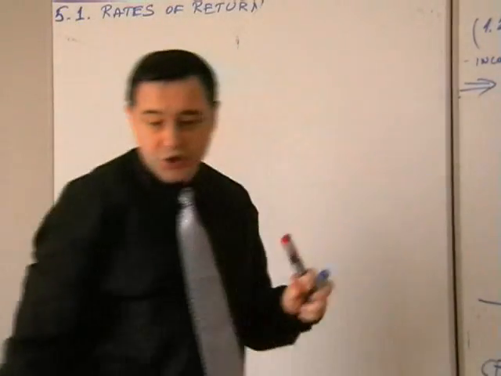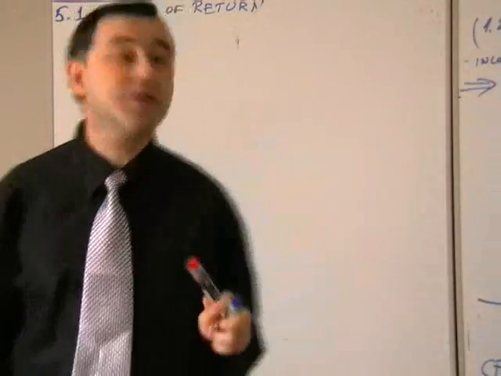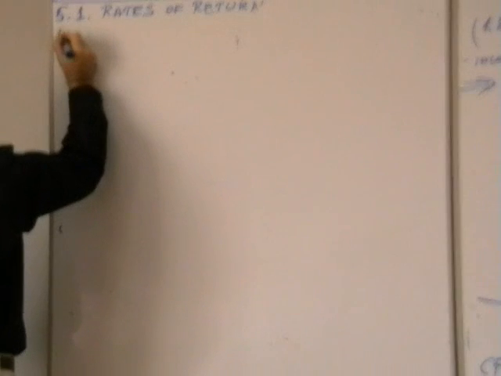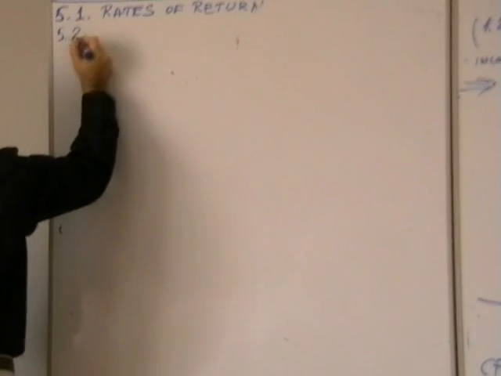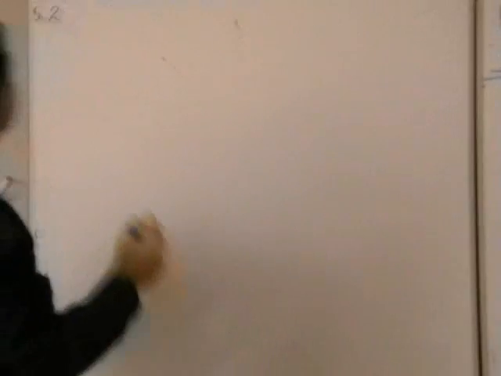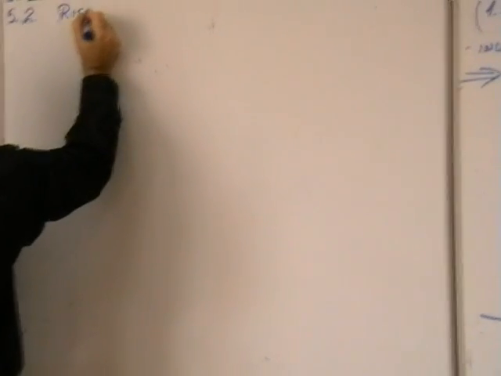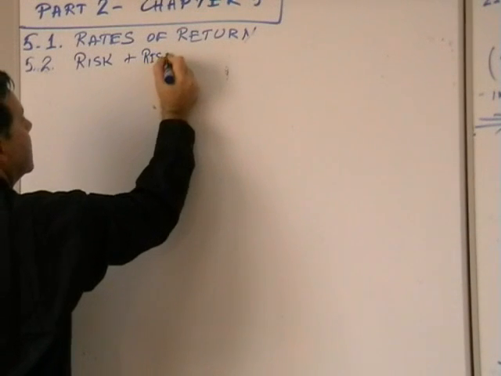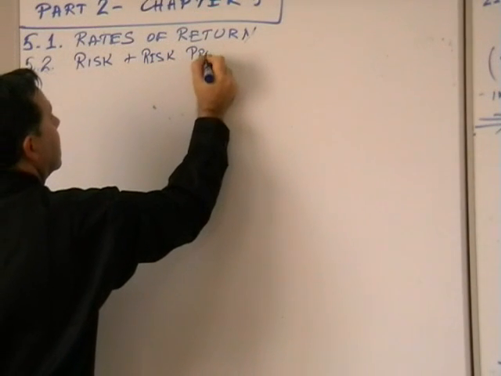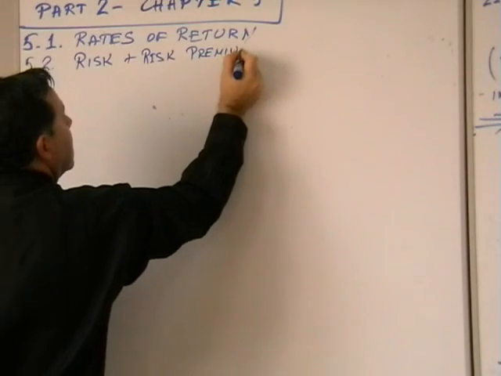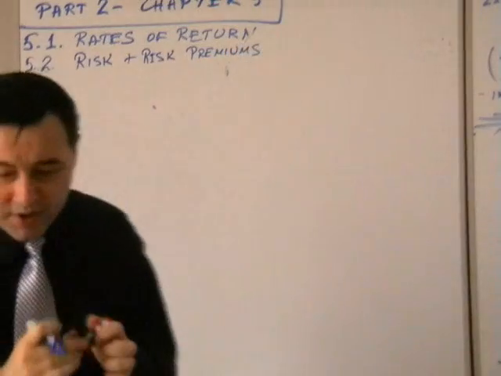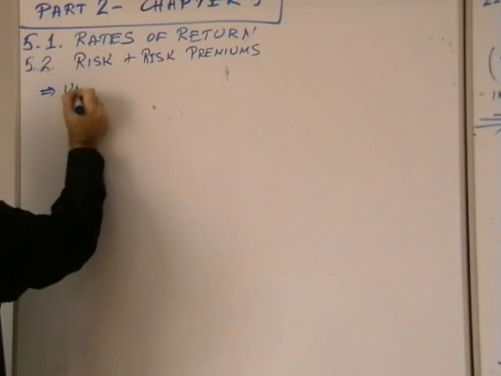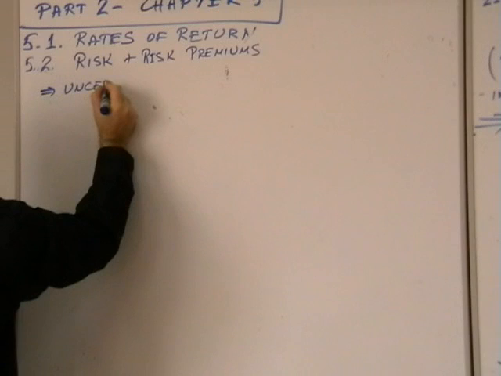So, section 2 begins the heart of portfolio theory. So we have 5.2, and this is risk and risk premiums. We have a number of basic concepts. The first basic concept is that of uncertainty.